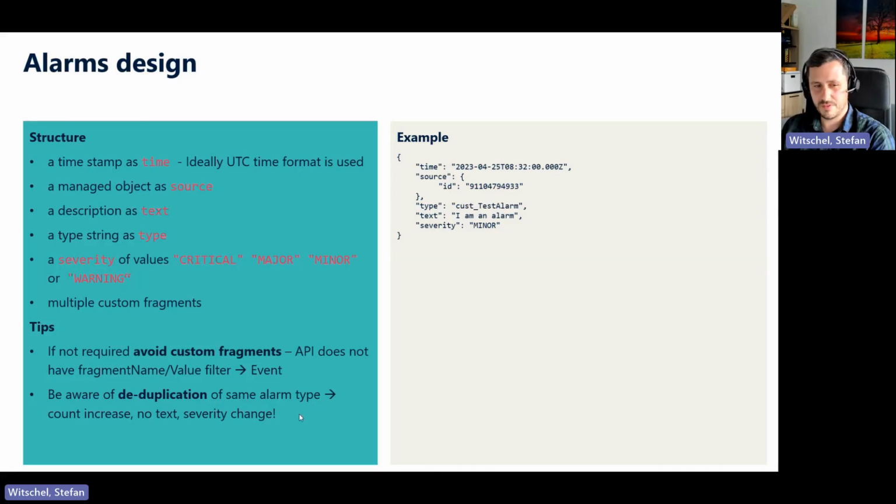For the alarms, there's a very special behavior, which I cannot describe in detail because of time, but there's a deduplication for the same alarm type. So if I create a new alarm, then change the text and send the same alarm again with the same type, the text will not be updated. It's just a counter increasing the number to show that another alarm came up. There are some special things. There's a very nice article in the tech community describing this behavior. You should be aware of this in the alarms.